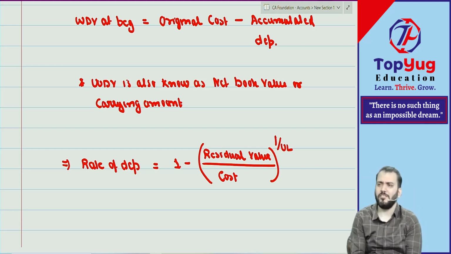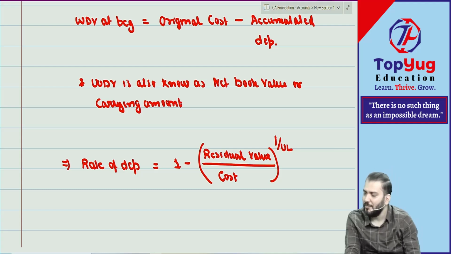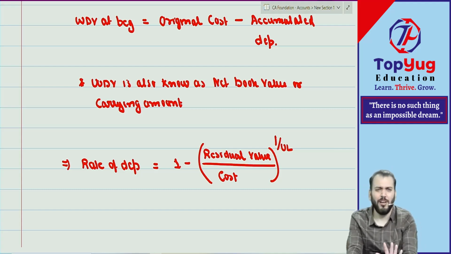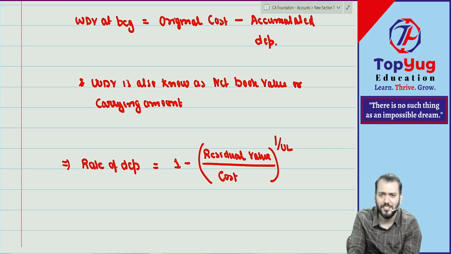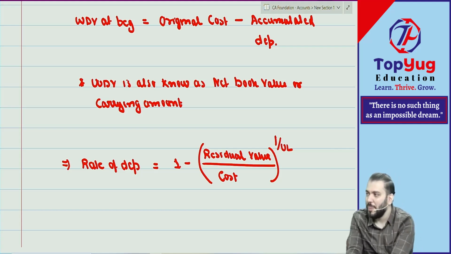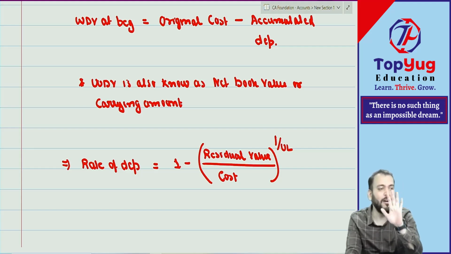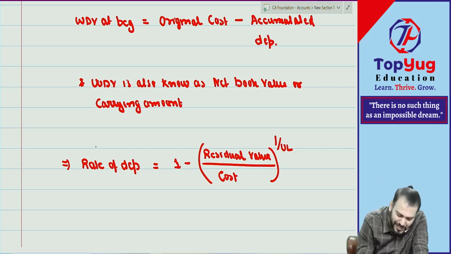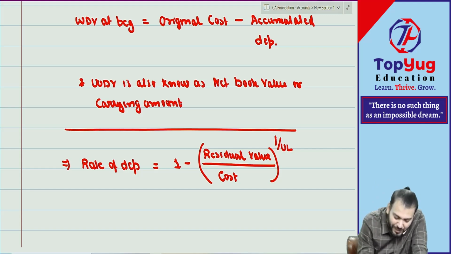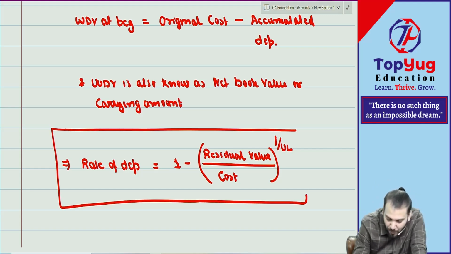Now how this formula is derived, I will not explain. Once you come to CA Inter, we'll explain, because it uses the concept of mathematics. I don't want to go into mathematics right now. You can memorize it: 1 minus residual value divided by original cost, to the power 1 by useful life. Of course you can retain this. How to apply it is what we need to understand.